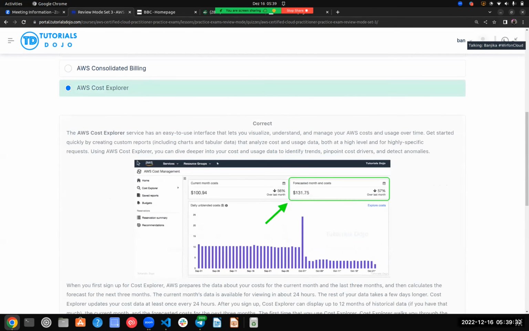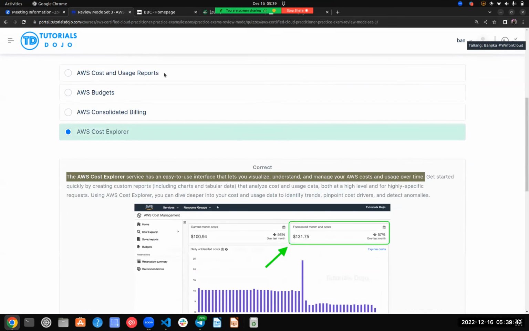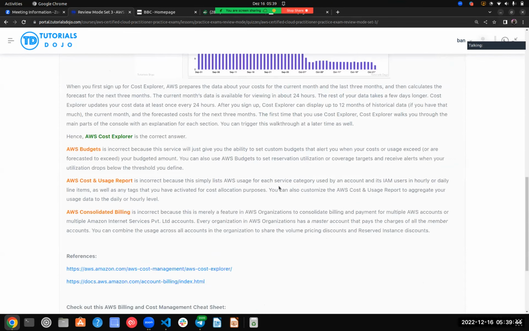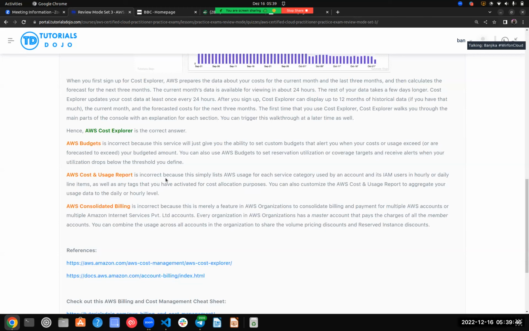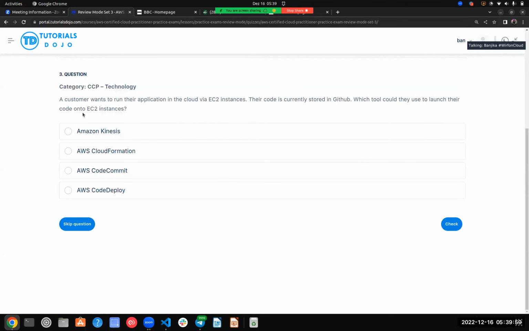Okay, so that's correct. Cost Explorer is an easy-to-use interface that lets you visualize, understand, and manage your AWS usage over time. Okay. We know that the usage report is for granular details, if you're looking for granular details, and budgets is for thresholds. Okay. Thank you, Manuel.